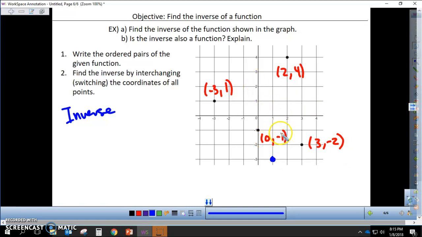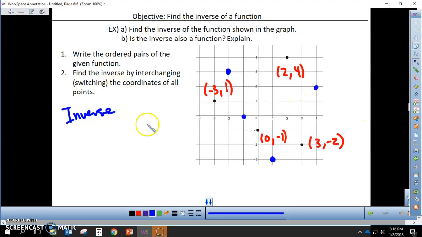0, negative 1 becomes negative 1, 0. 2, 4 becomes 4, 2. And 3, negative 2 becomes negative 2, 3. Okay? So, ta-da. There we have it. There's our inverse function, right?